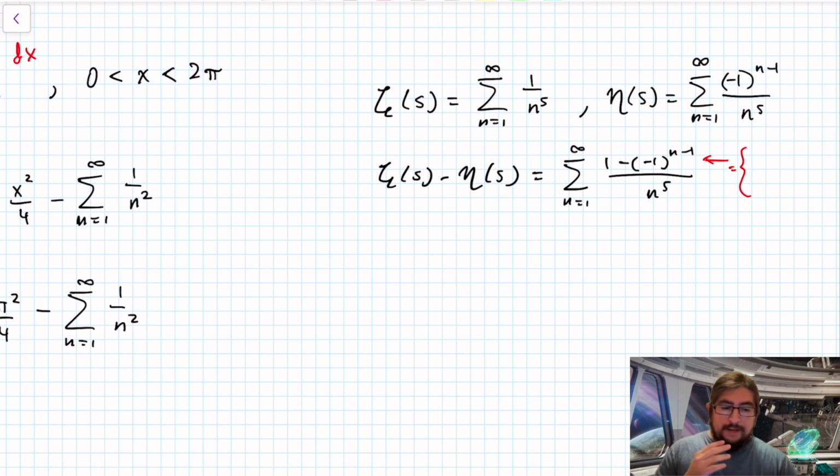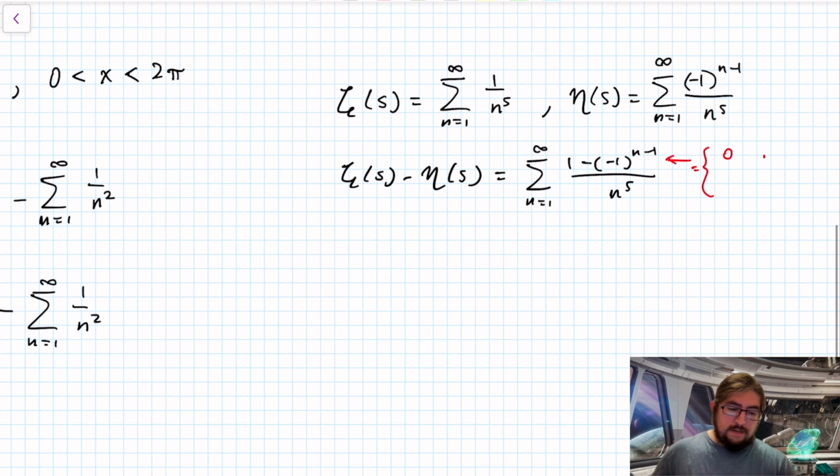negative 1 to the n minus 1 is going to be positive 1. And then 1 minus 1 is 0. So this is 0 when n is odd. And what about when n is even? Well, negative 1 to an odd power, because when n is even, n minus 1 is odd, is negative 1, and then 1 minus negative 1 is 1 plus 1, which is 2 when n is even.